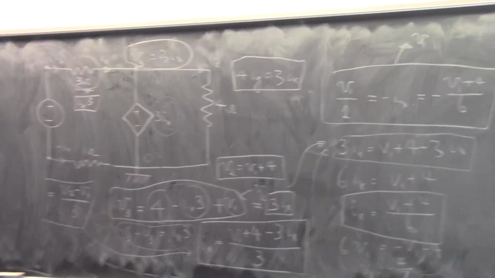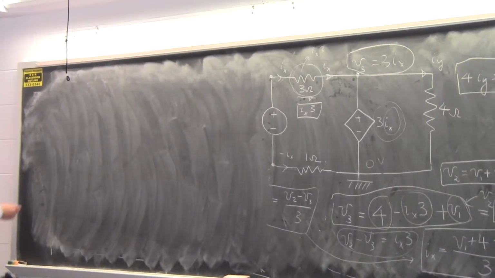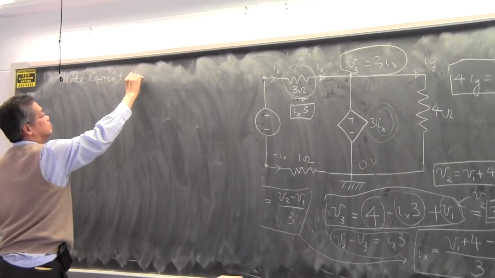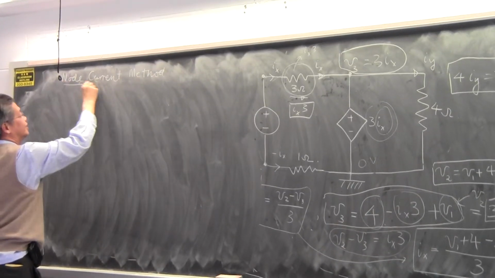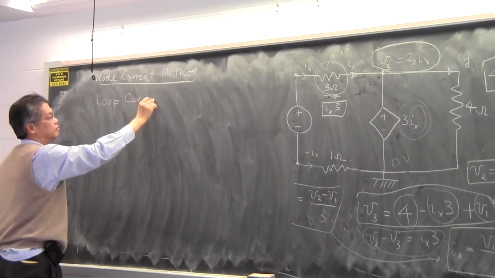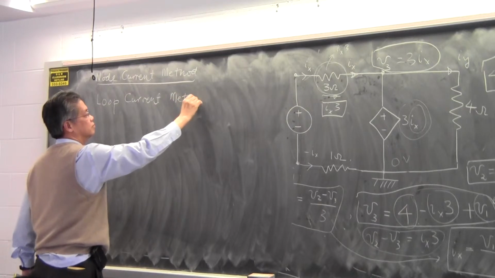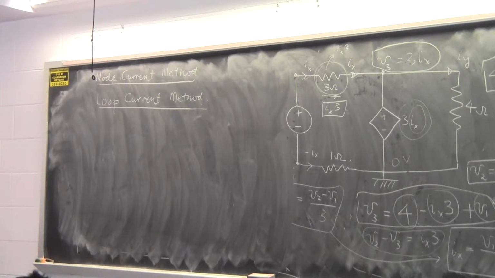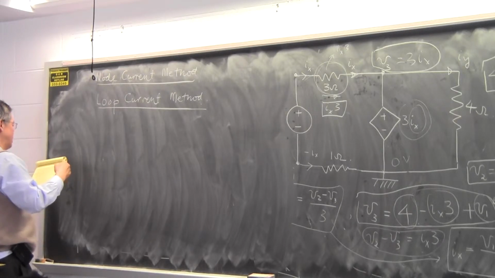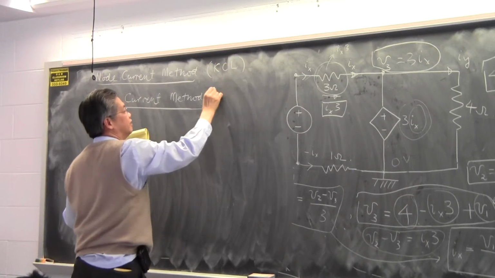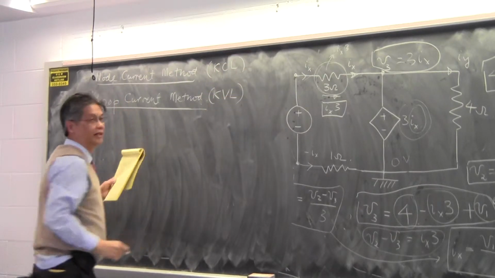Okay, let's try another method. We have the node current method. Well, the natural thing then is that you have the loop current method. So in this method, you try to draw loops in order to solve the problem, and after you draw the loops, you apply KVL. This method was applied in conjunction with KCL, but this method is applied in conjunction with KVL.